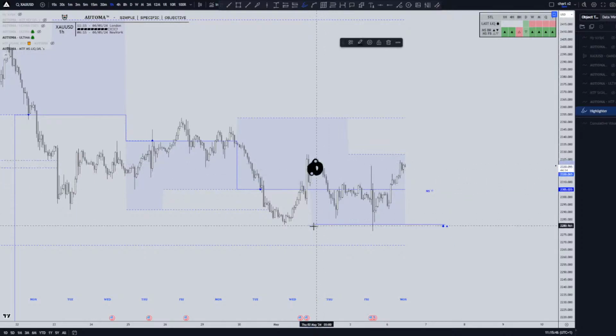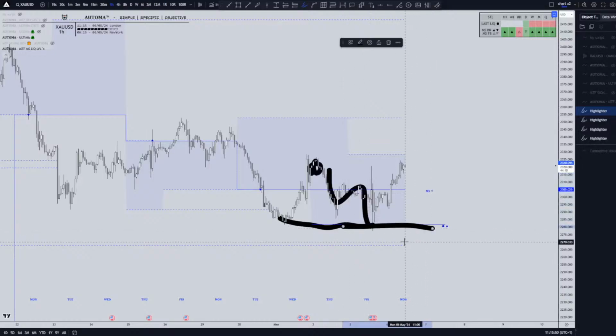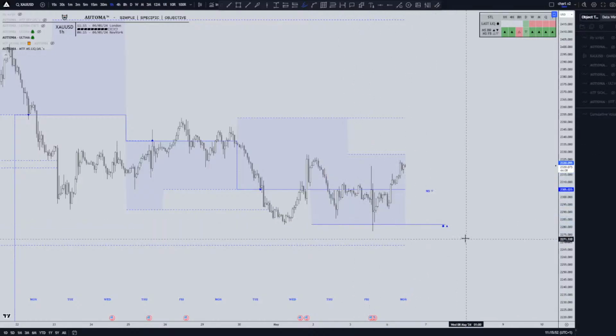What's the market structure's job? Target the first liquidity. Bam, bam, bam. We take out the liquidity. What's that? Sign of strength. What's that? The last liquidity storyline flips bullish.